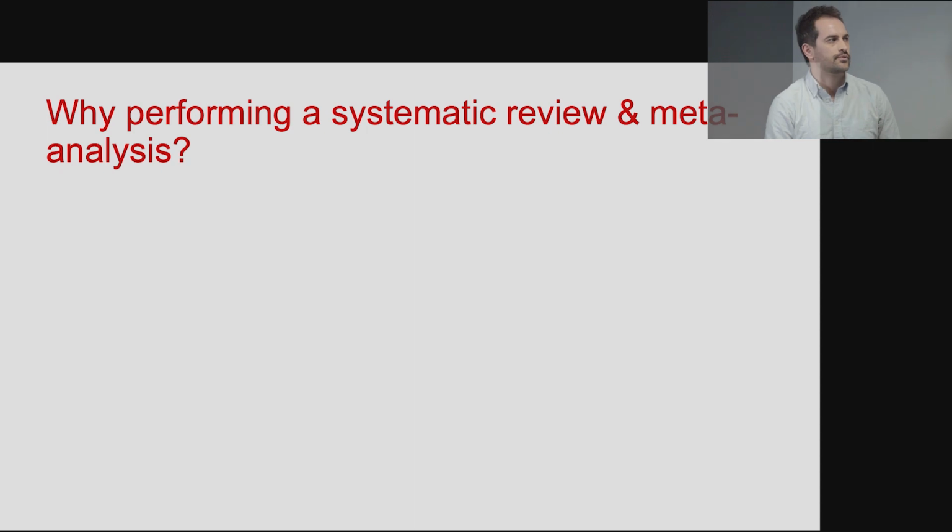And why should we perform a systematic review and meta-analysis? Any thoughts about that? There's usually a lot of information on a given topic, and many people come with different research questions and look at a lot of different information from different samples. So the best way to get a good idea of what's happening with one particular topic is to analyze all the data together. Right. That's very good.